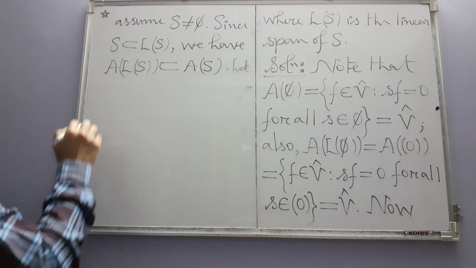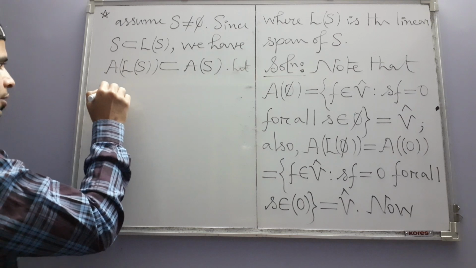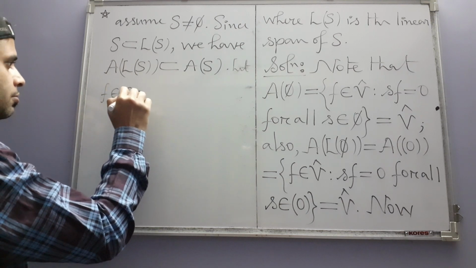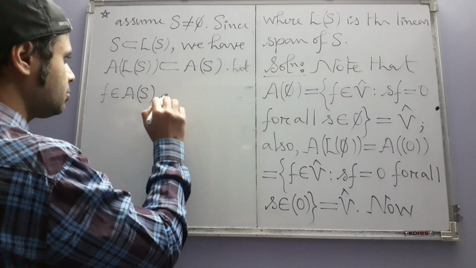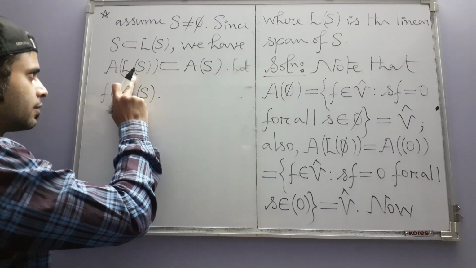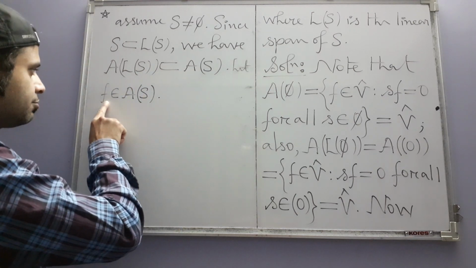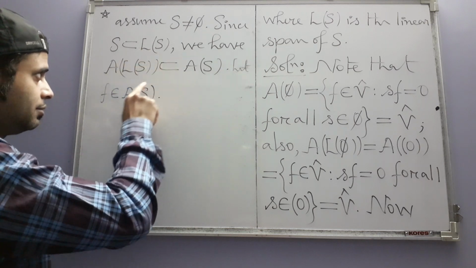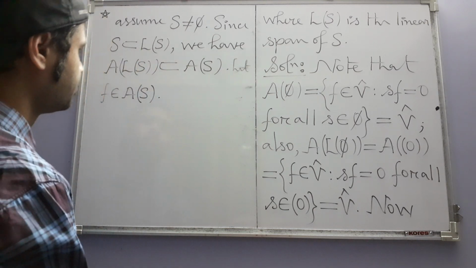So for the reverse containment, we take an element here. Let F belong to the annihilator of S. Now we have to prove that F also belongs to the annihilator of L of S. For that, we need to show that F makes every vector in L of S vanish.